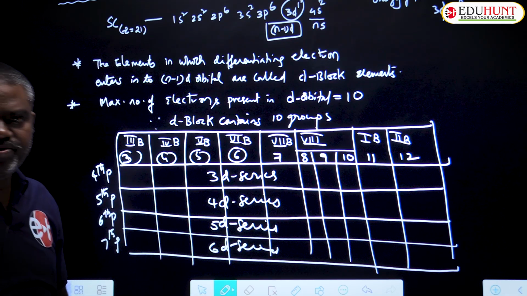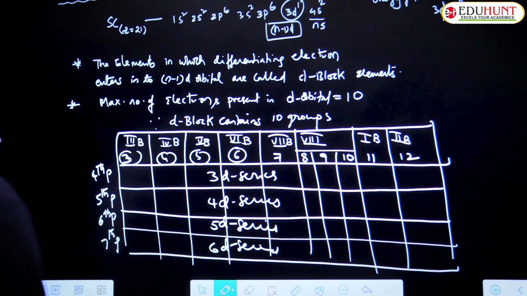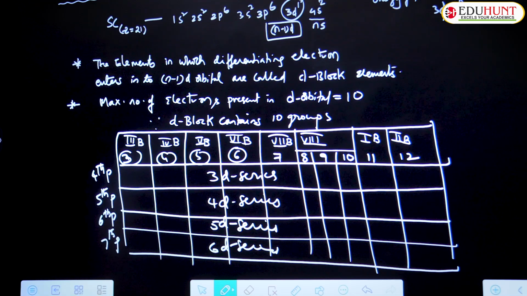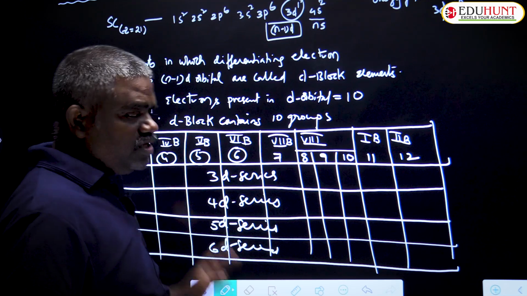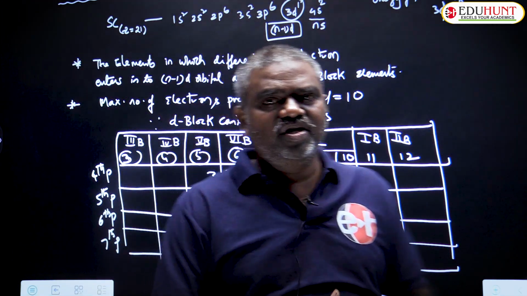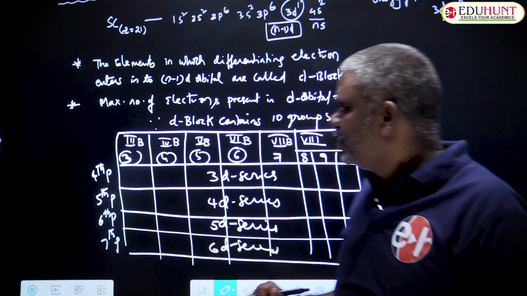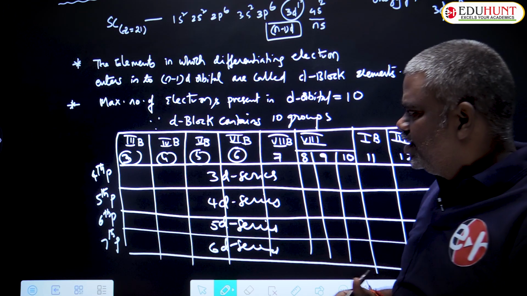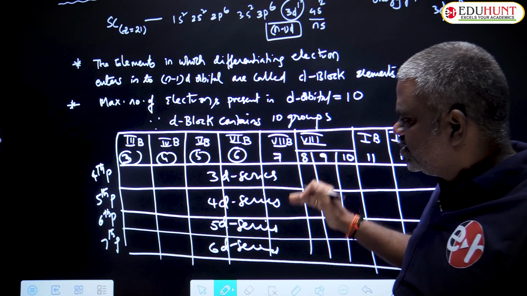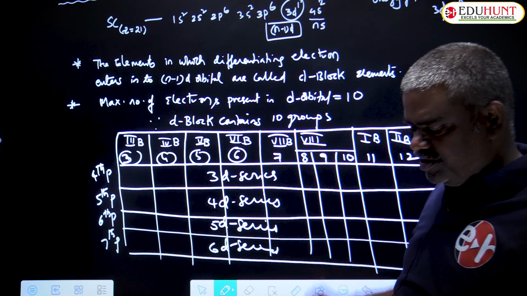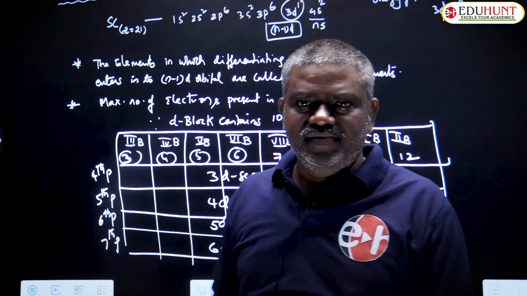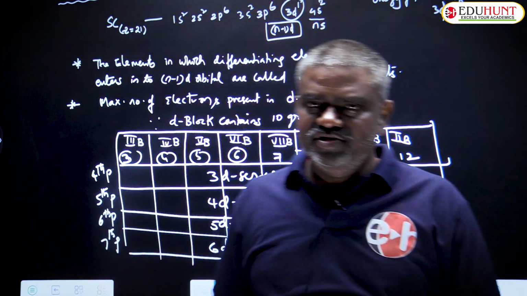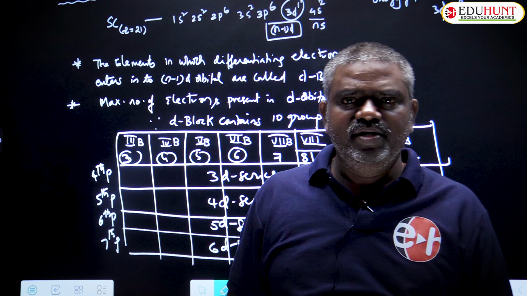In the case of D block, the 3D series means n-1 d orbital. Okay, so D block elements contain 10 groups. They are present in the 4th, 5th, 6th, and 7th periods. Understood? So today's class is over. Tomorrow I will continue the same topic, D block elements.